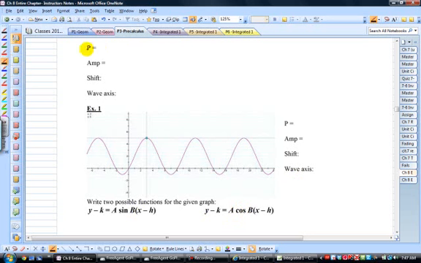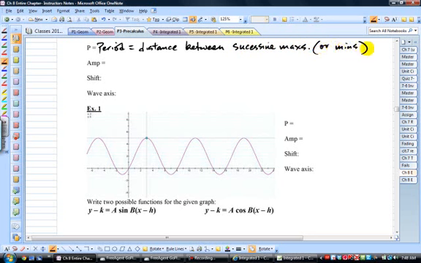So let's define the period as follows, and we're going to define it as the distance between successive maximums or minimums. Okay, so it's the distance between successive maximums, or minimums. So the period is the distance. Highlight the word distance there.